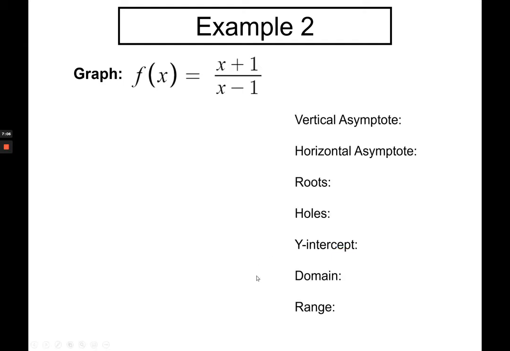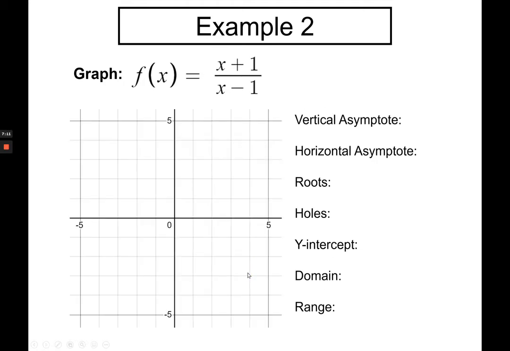This is your regular rational function and how to graph it. Let's say you're given f of x is equal to x plus 1 over x minus 1. Let's start with identifying parts of the graph. First, what is your vertical asymptote? It is based on your denominator. It's actually 1, because you're going to just equate your denominator to 0, so it's positive 1.